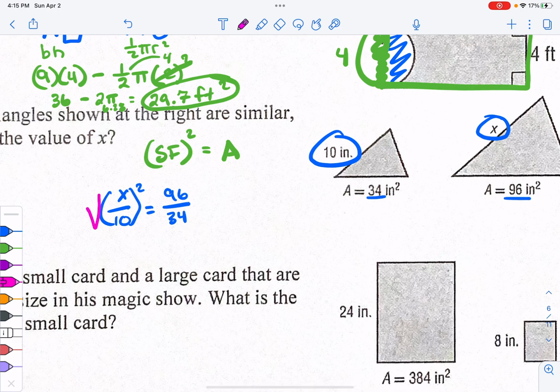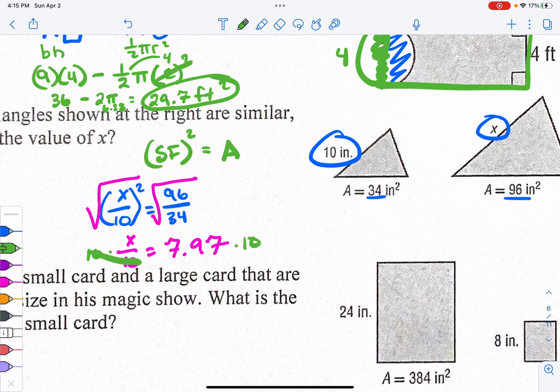So the deal here is when I take the square root, I have x over 10 is equal to the square root of 96 over 34. Let's see, 96 over 34, and I can take the square root, and it's something like 7.97-ish, okay? And then what I can do is just take it times 10, and that would be 79.7 would be what x is. Is that true? That seems really huge for x to be.